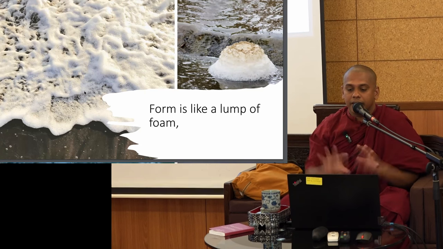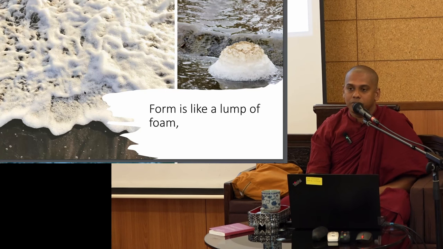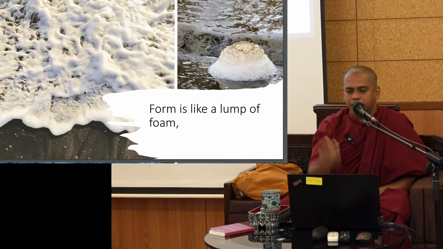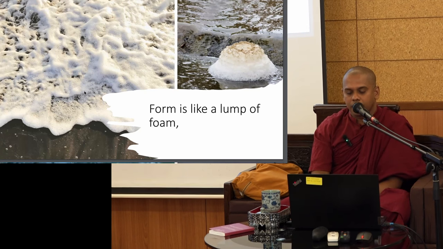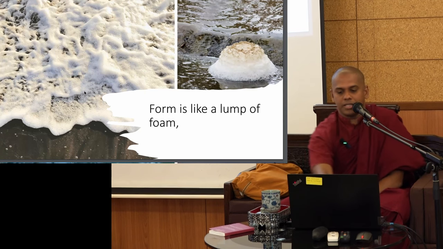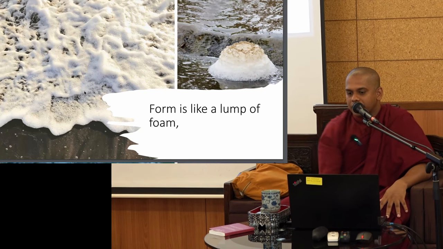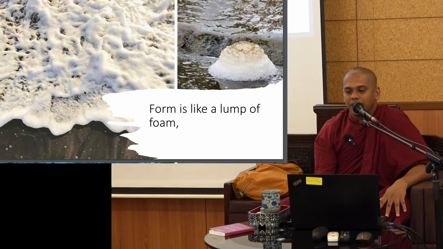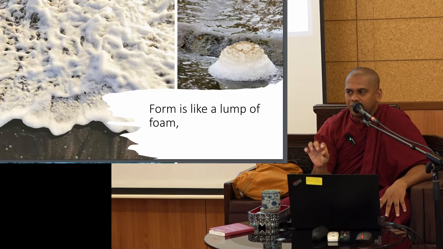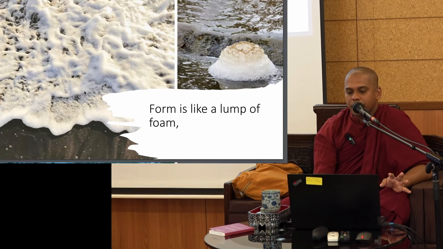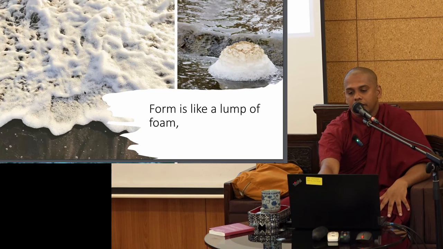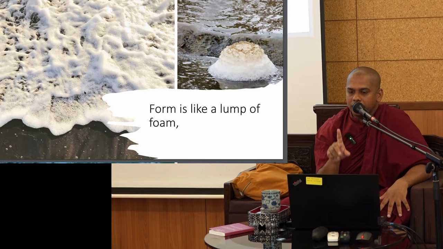Okay, so form is like a lump of foam. What is the nature of this lump of foam? What did the Buddha mean by this lump of foam? What do you think about this foam? Why does this kind of foam appear, especially when the water is polluted, right? This kind of foam is created when the water is not so clean. If the water is clean, we cannot see it like this. The foam is not very visible. There is still foam, but it's not very visible, and it quickly disappears, right? But this foam can stay for long because of the polluted water. In the same way, when the mind is full of ignorance, you can see form very clearly.